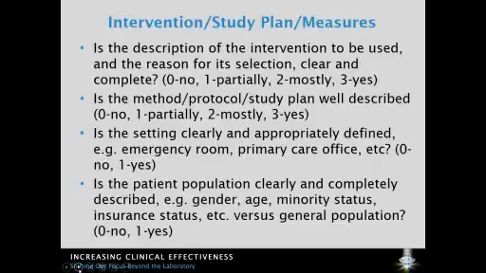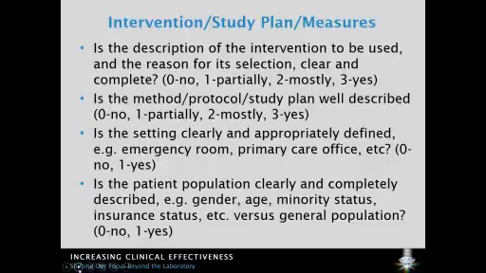Did you divide them in half, with 250 getting the intervention and 250 not getting the intervention? It could be simple, but it has to be well described. Is the setting clearly and appropriately defined? Are these emergency room patients, all hospital inpatients, in the ICU, primary care office visits in a pediatrician's office? So tell us something about the setting.